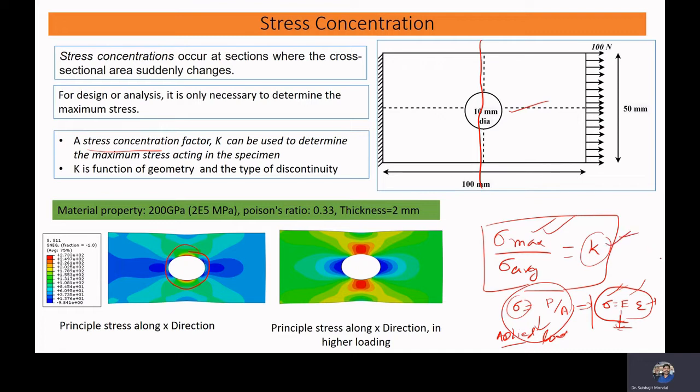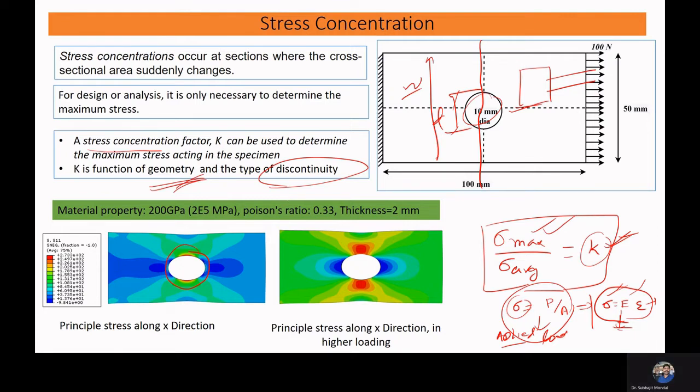is a function of geometry and the type of discontinuity we have, whether we have a circular hole, an elliptical hole, or a connection like this. Geometry in the sense of how much width of the plate we have, and how much diameter of the hole or cutout we have. Depending on that, we can have different stress concentration factors. So the stress concentration factor is a function of geometry and the type of discontinuity, not of material property.